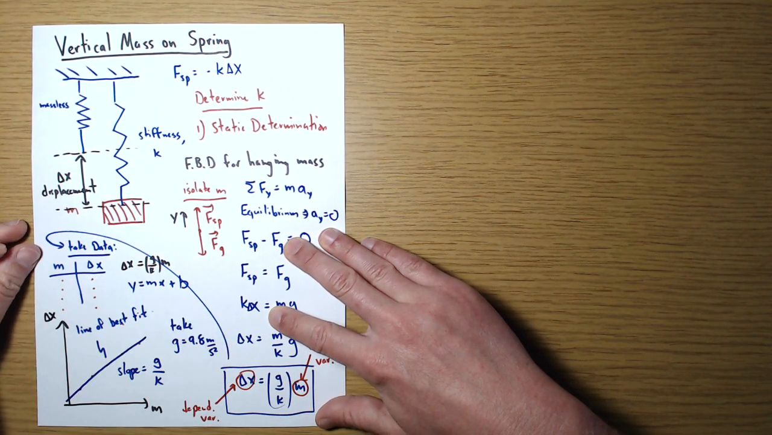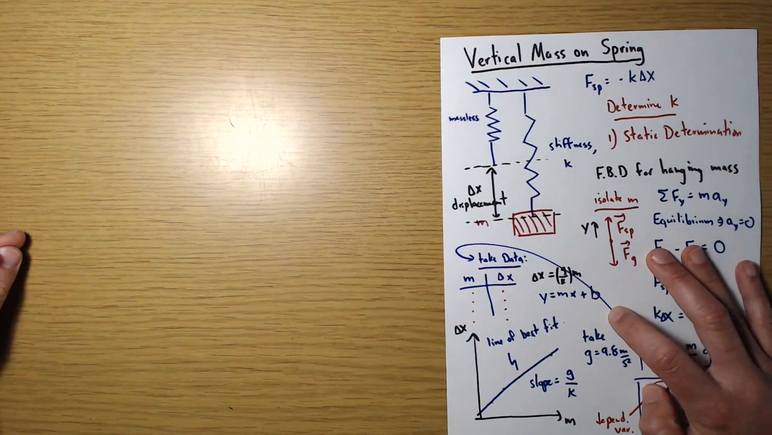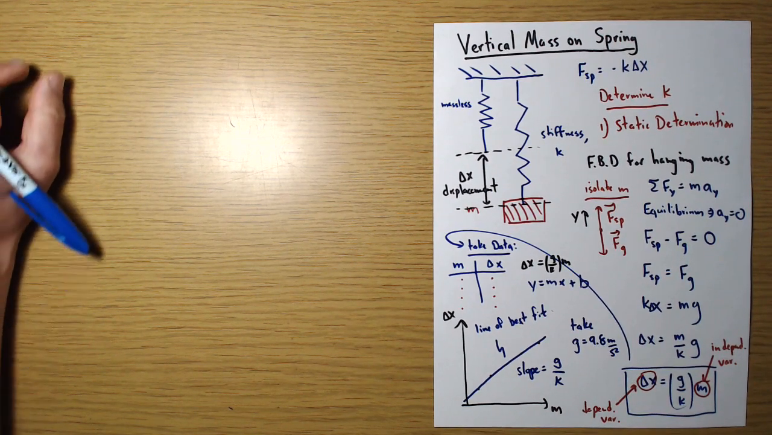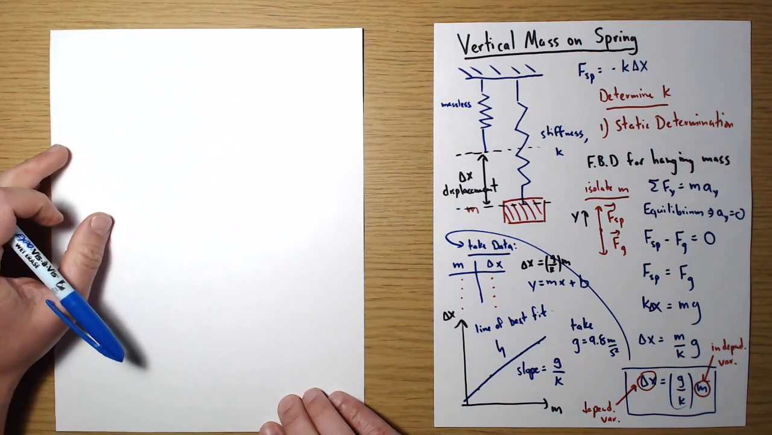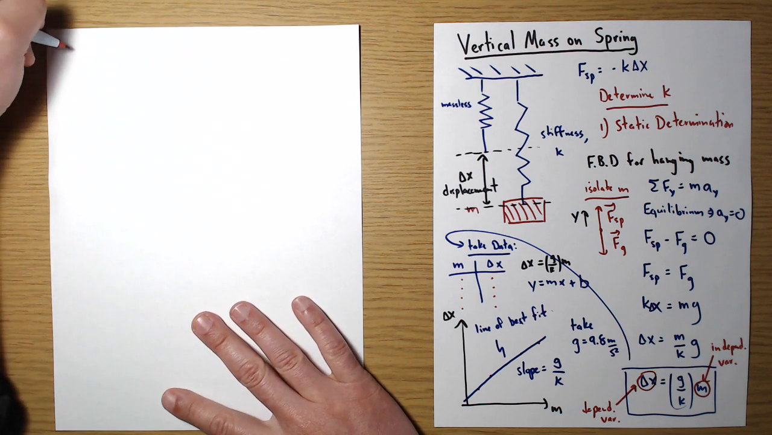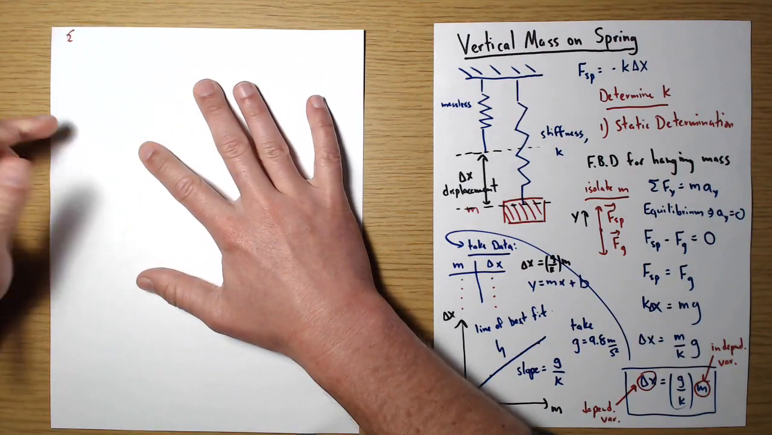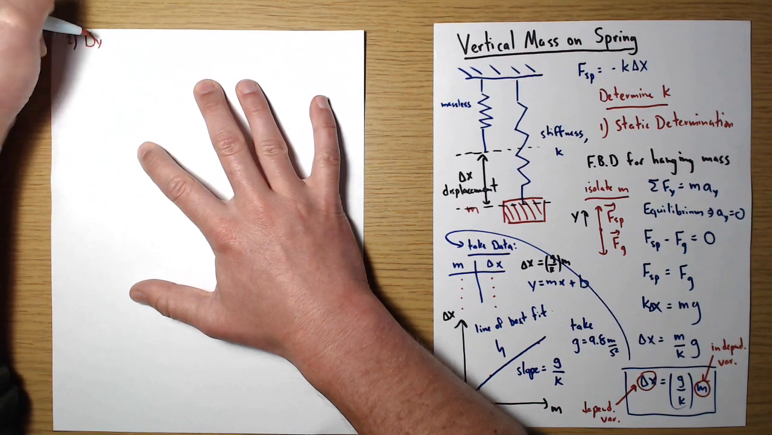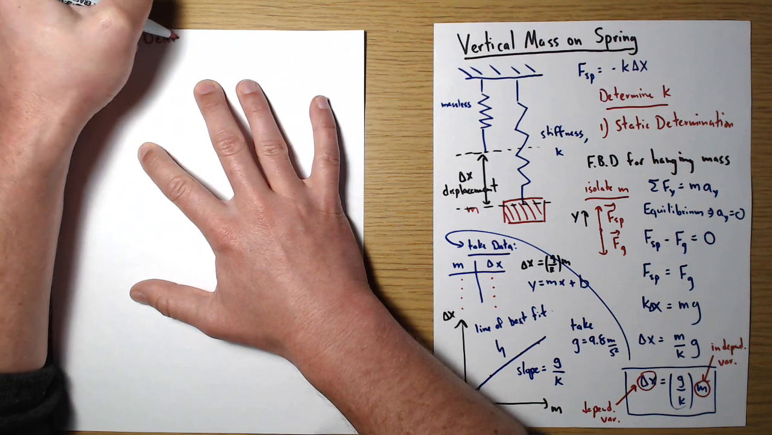All right, now this is method number one. This is the static determination of the spring constant. Now we're going to look at a second method here to determine the spring constant, and that's what I call the dynamic determination. So number two is the dynamic determination.